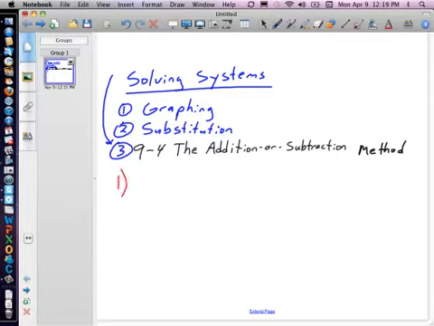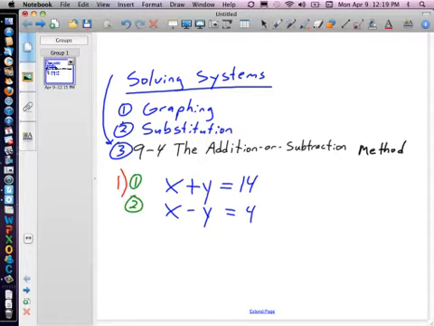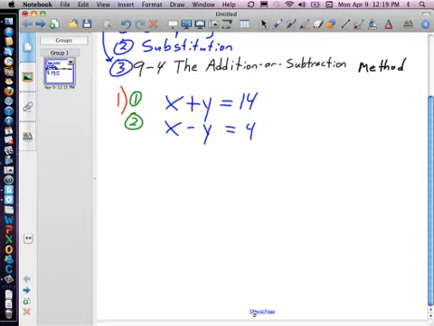So again, just like usual, we're going to get 2 equations to start with. So we'll call this example 1, and let's start with x plus y equals 14. And let's also have x minus y equals 4. Now I'm not going to put them in different colors this time because we're not going to do anything separately. And we do have 2 equations. We're going to actually deal with these all at the same time.